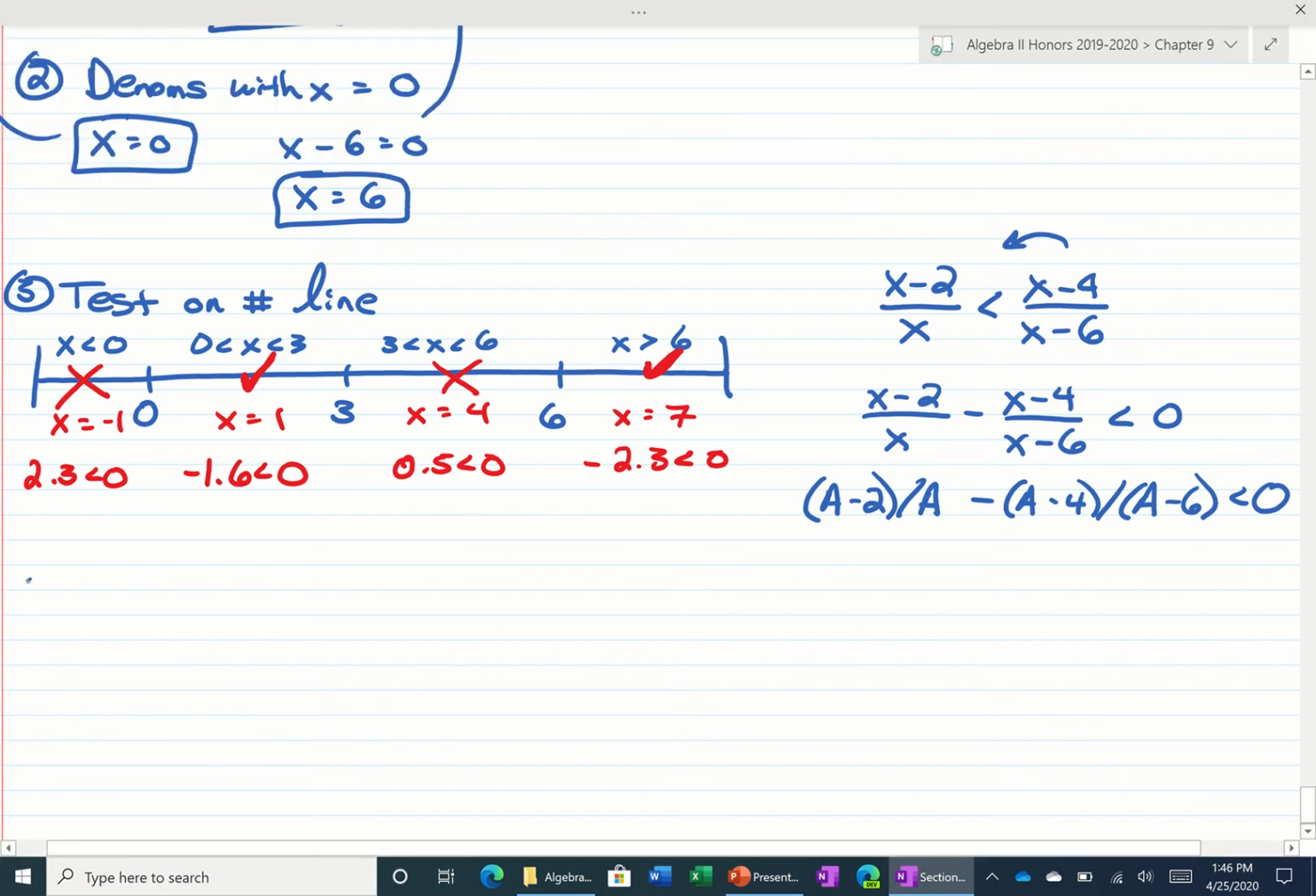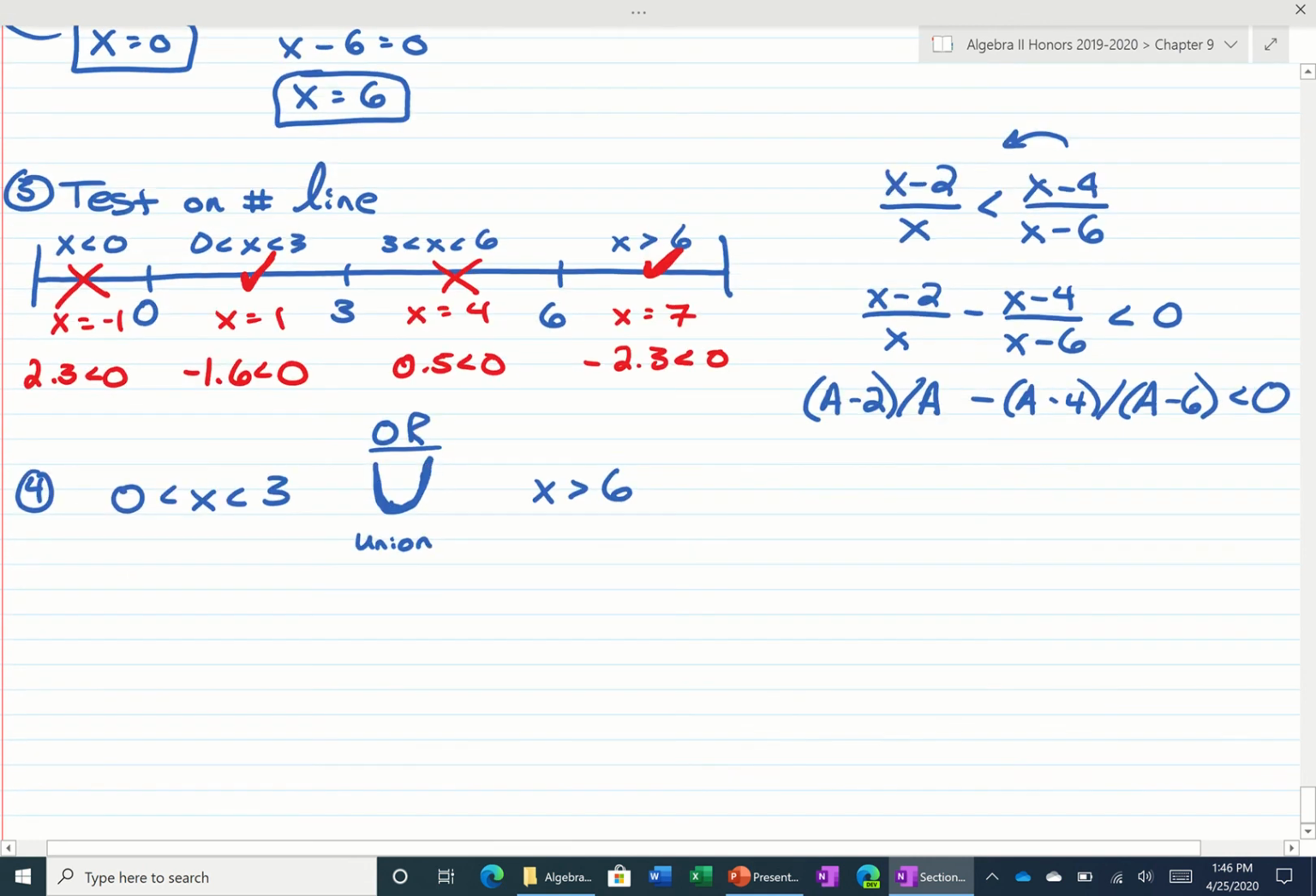So the last step we have to do is test the boundary numbers. So it looks like x is between 0 and 3 works. We use this symbol, that means a union, to combine two different solution sets. So you could either use a union, or you could say or, whatever you want. They both mean the same thing, but in case you see that U, that means we're combining two separate areas.